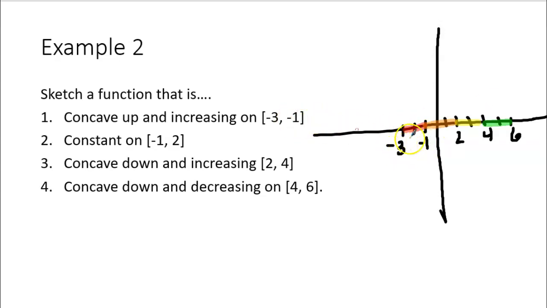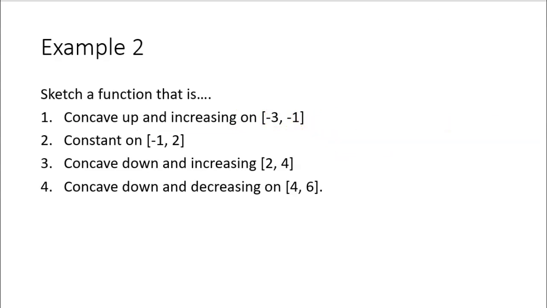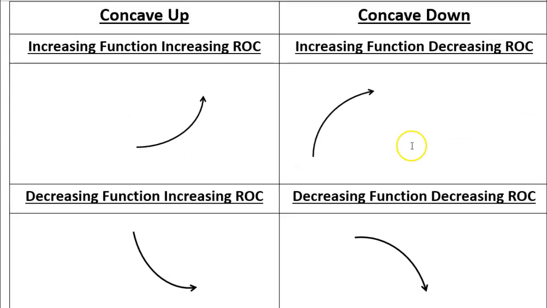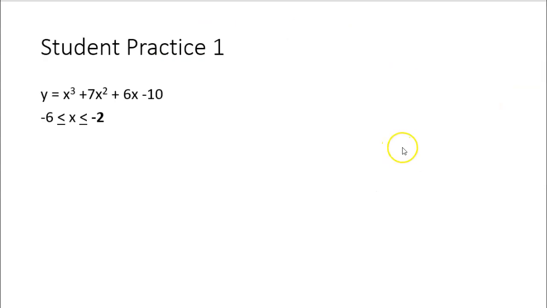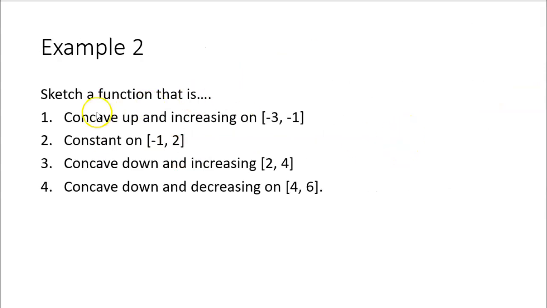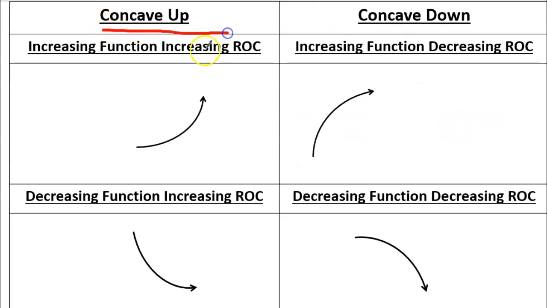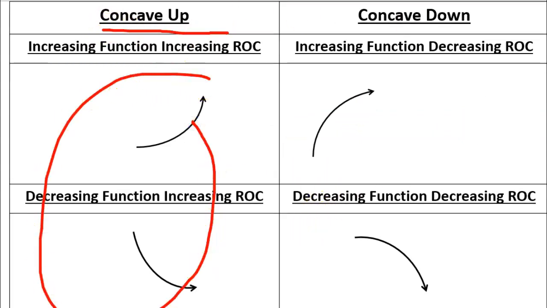What's it saying about from negative 3 to negative 1? Well, we want it to be concave up and increasing. Okay. So in order to see what that looks like, we're going to look back on that one slide that we had before. So let's go ahead and go back to that slide really quick, right here. So I'm looking for where is it concave up and what was it? It was concave up and increasing, I believe, right? Concave up and increasing, yes. So let's find concave up. Here's concave up, right? So we're in this column. It's got to be one of those two.